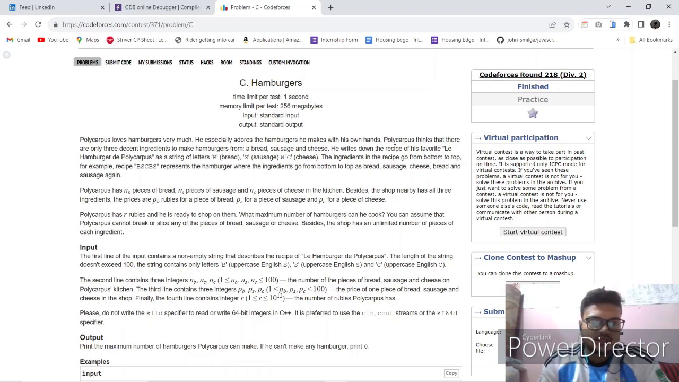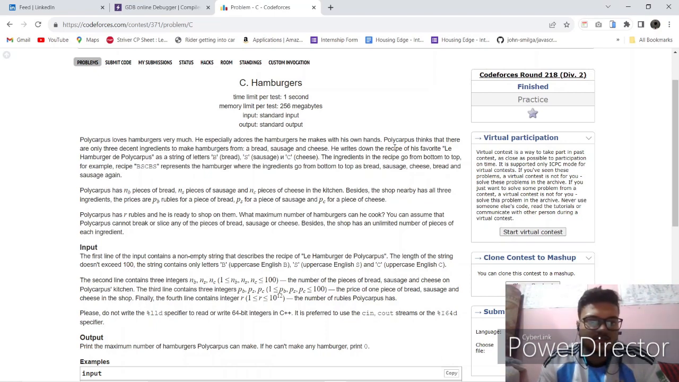The question tells us that Polycarpus loves hamburgers very much. So he has his own favorite recipe. The recipe is given in the form of a string of letters. B stands for bread, S for sausage and C for cheese. The ingredients in the recipe go from top to bottom.